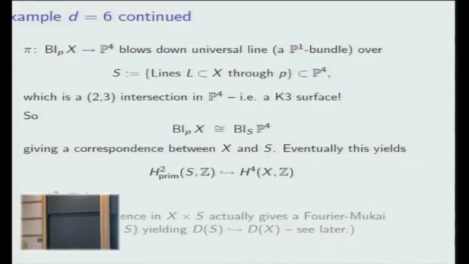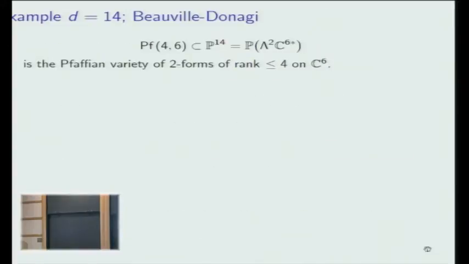And the correspondence later we'll use as a Fourier-Mukai kernel. Then very quickly I'll run over this example because I'm more interested in the next one. So Beauville-Donagi give an example of cubic fourfolds of Pfaffian type.